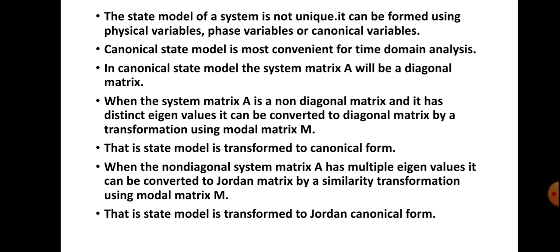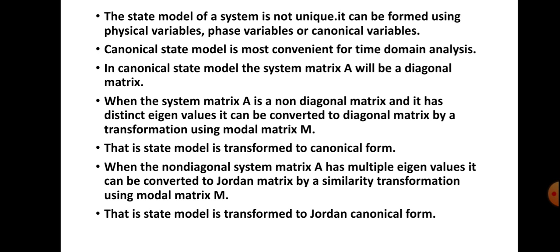But the state model using these physical variables is not convenient for investigation of the system properties. So we use another model, the canonical state model, because it is very convenient for time domain analysis. In all these methods, we are using a system matrix A, because we represent x dot of t equal to A into x of t plus B into u of t. That is our state equation.